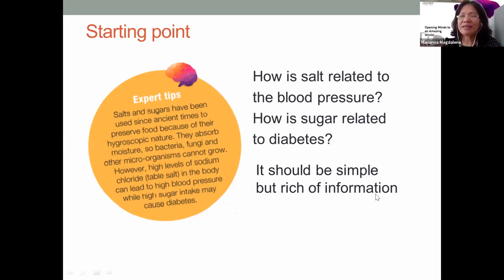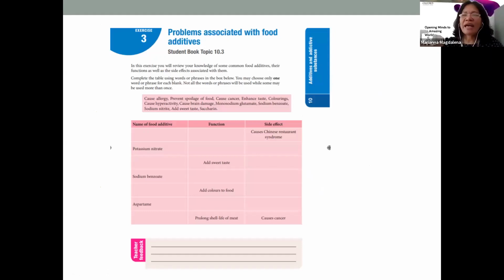You can find many ideas. That's my point. This is the starting point to explain about the additive substance. Then you can mention about the hydrostatic pressure and also the diabetes. And then we can go further with problems associated with food additives. What are the problems? This is really real for them. They have problems with the food additives.